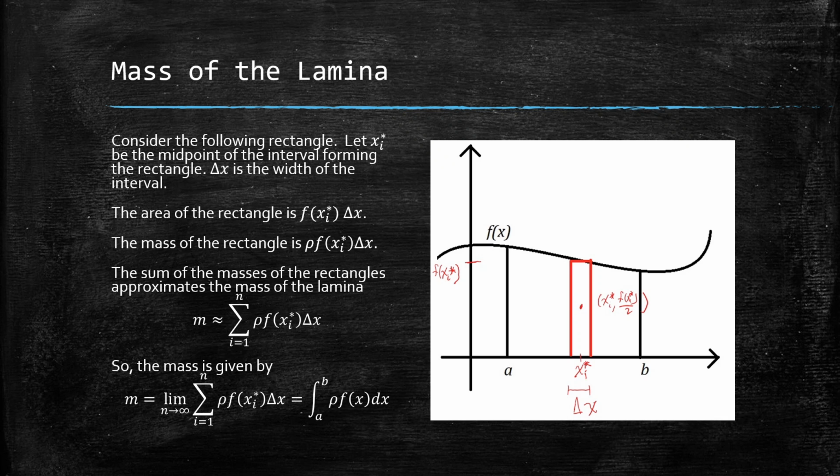Now the sum of the masses of the rectangles approximates the mass of the lamina, so the mass of the lamina is approximately the sum of rho times f of xi star times delta x, where i goes from 1 to n. Then these are Riemann sums, and if we take the limit as n goes to infinity, then the mass of the lamina is equal to the limit as n goes to infinity of that sum from 1 to n of rho times f of xi star times delta x, which is equal to the integral from a to b of rho times f of x dx.